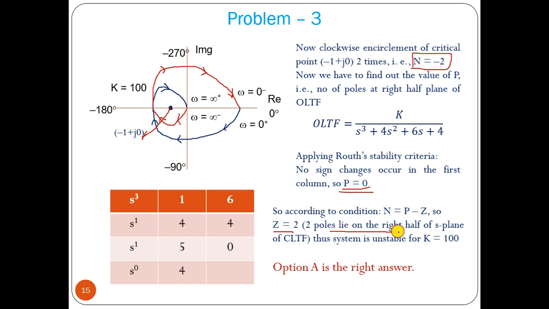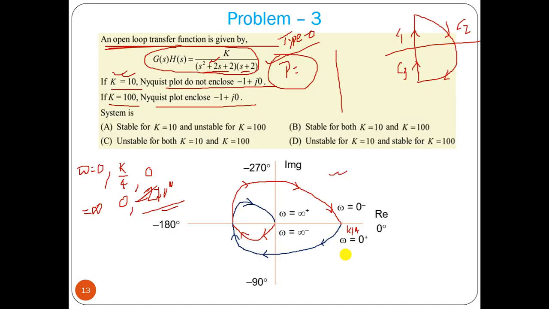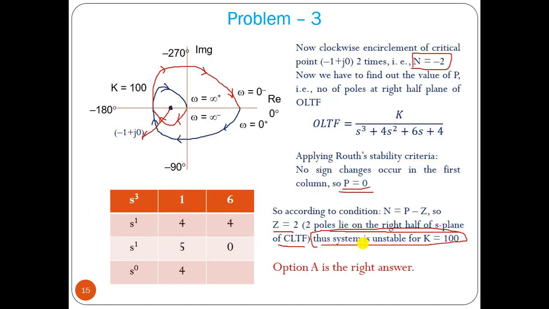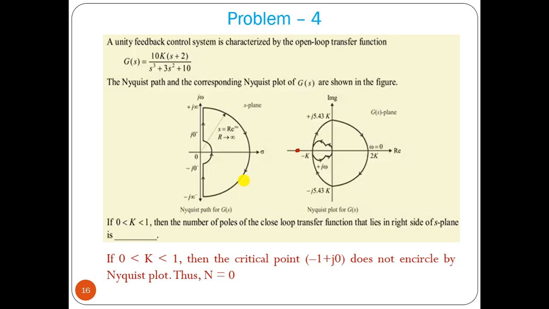That means two poles lie on the right half of the S plane of the closed loop transfer function. The system is unstable for k equal to 100. That means for k equal to 10, the system is stable, and unstable for k equal to 100. So this is the right answer, option A. These are the problems I have taken from the GATE examination. Another problem also from the GATE examination.